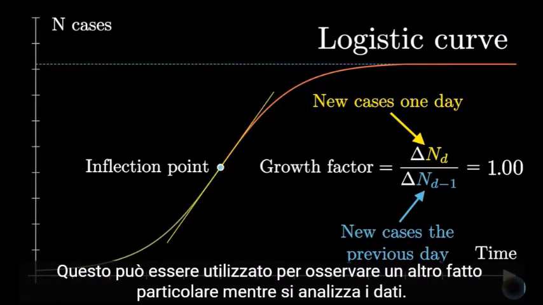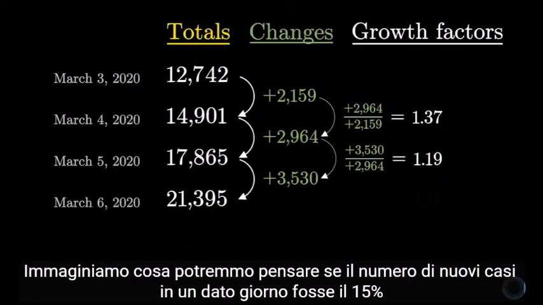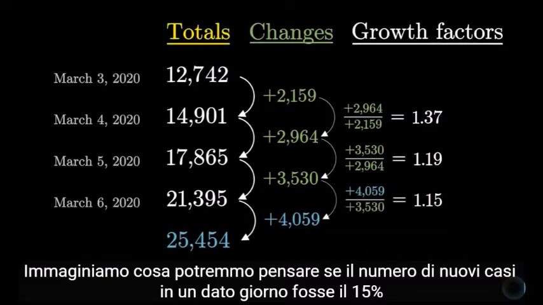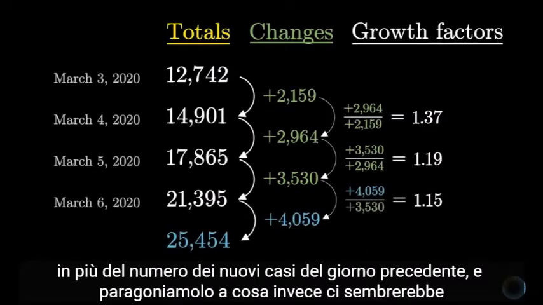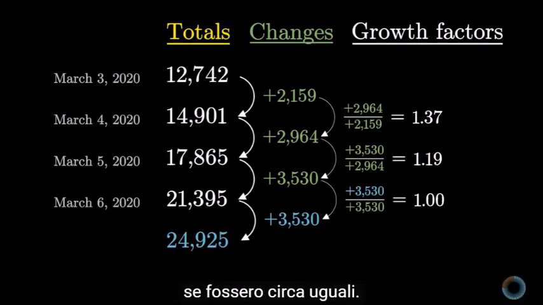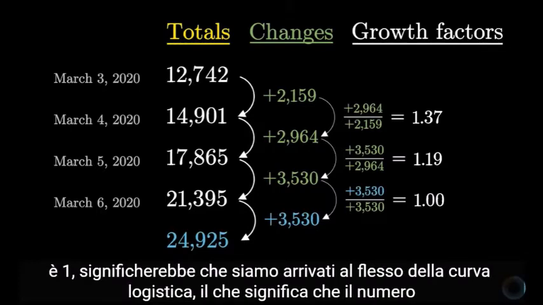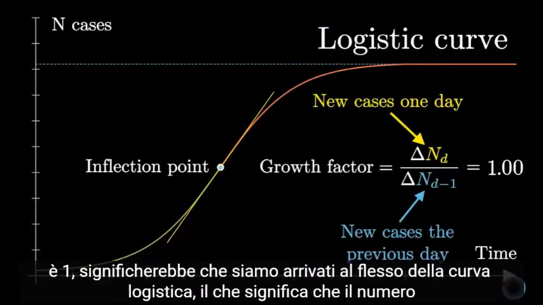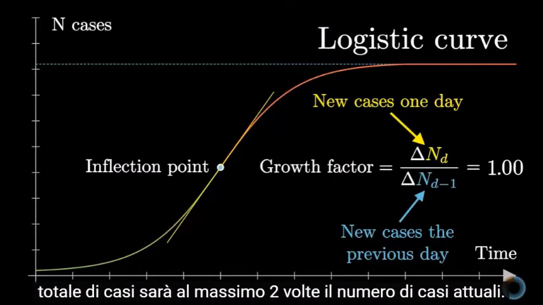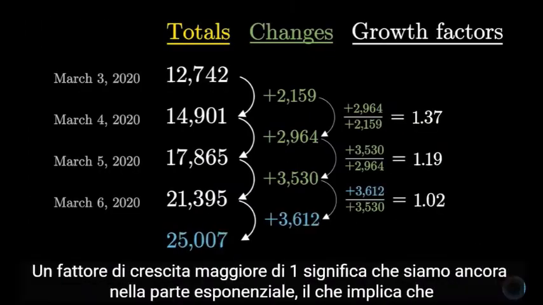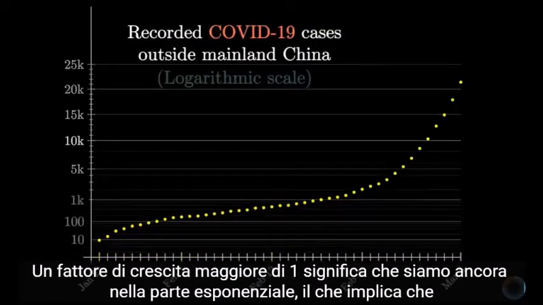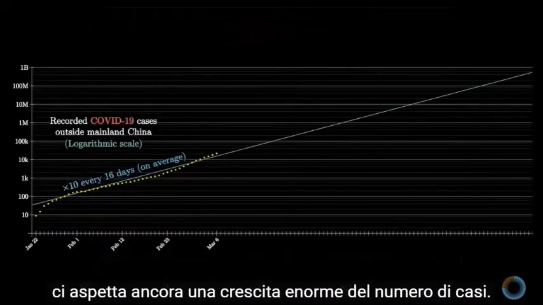This can make for another counterintuitive fact while following the data. Think about what it would feel like for the number of new cases one day to be about 15% more than the number of new cases the previous day. And contrast that with what it would feel like for it to be about the same. Just looking at the totals they result in, they don't really feel that different. But if the growth factor is 1, it could mean you're at the inflection point of a logistic, which would mean the total number of cases is going to max out at about 2 times wherever you are now. But a growth factor bigger than 1, subtle though that might seem, means you're on the exponential part, which could imply there are orders of magnitude of growth still waiting ahead of you.